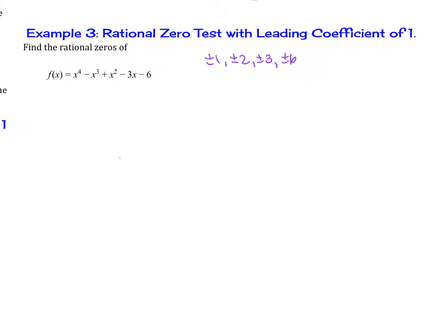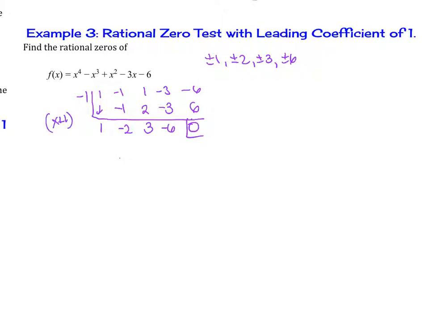So we just have to do trial and error. Let me try -1. So -1, 4, 3, 2, 1, 0. I'm not missing any terms. So 1, -1, 1, -3, and -6. So 1, -1, -2, positive 2, 3, -3, -6, positive 6, and 0. Wonderful. So that worked. So I know that x plus 1 is one of my factors.